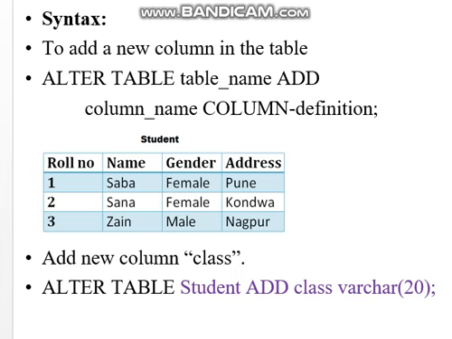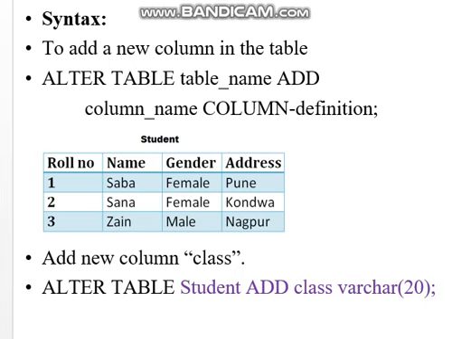The syntax for, as we say that this is a language, so every command will have its own syntax. So here, if we want to add a new column in a table, we can use an alter table command. Here we are using an alter table command to add a new column, that is a class column, in the table. Now we will see the syntax: alter table, table name, add column name with column definition. Here the new column is class.